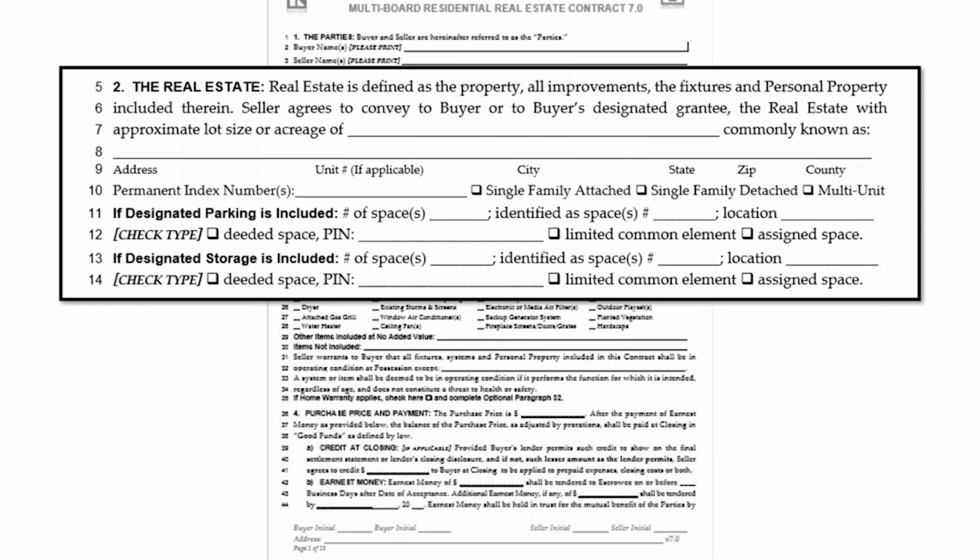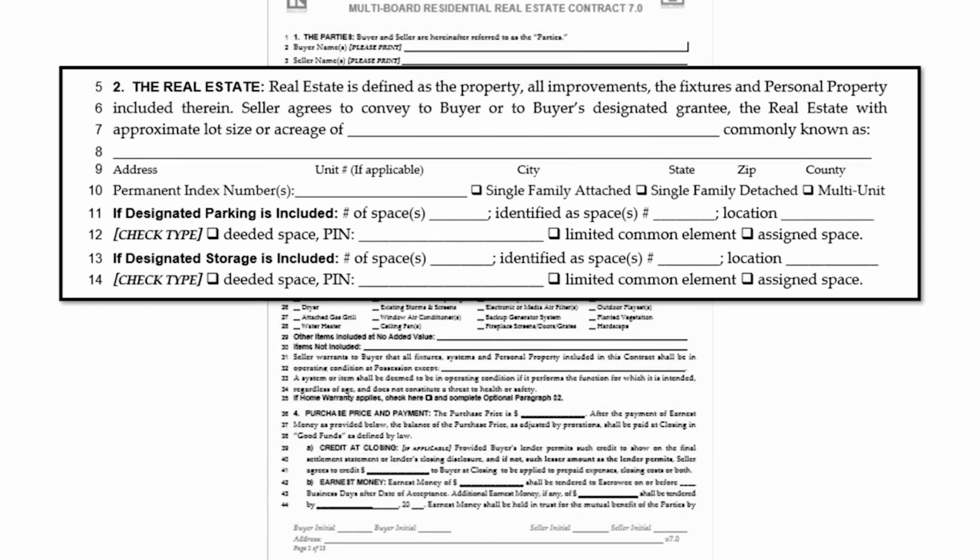So a single family attached, such as a condo or a townhouse, et cetera, are going to have all kinds of condo docs that we're going to need. If it's multi-unit, we've got some other issues that we need to take a look at. So it's all of that kind of stuff that we're going to be looking for. If designated parking is included, then you're going to put in the number of spaces that the buyer gets with this property and the space numbers and where they are located. Are they in the parking lot? Are they in the garage? Where are they at? And is this deeded space?